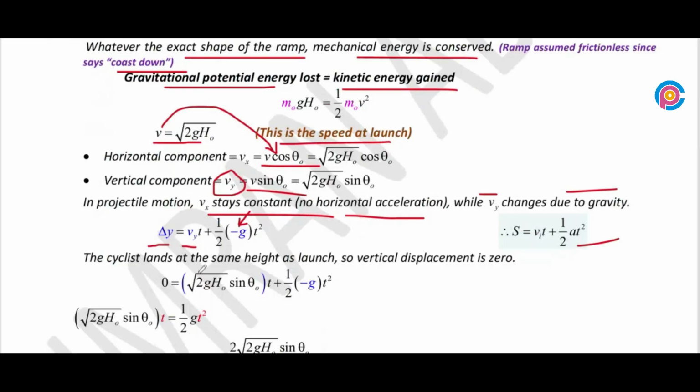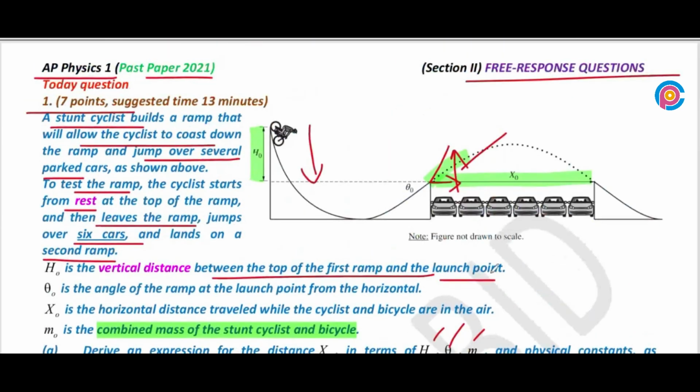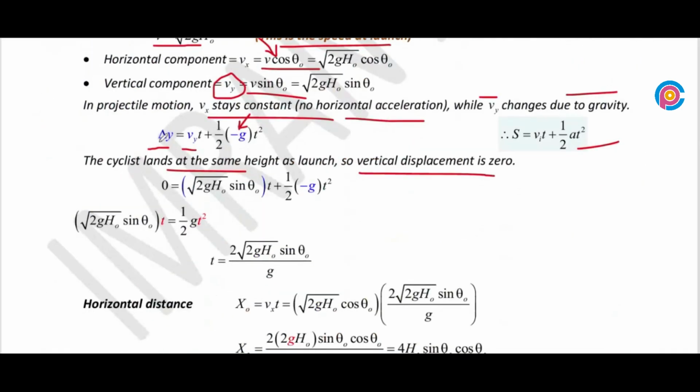Now the cyclist lands at the same height as the launch. So the vertical displacement is 0. From the figure, you can see there is a starting point and this is the same landing point. So the point where it starts the projectile and where it lands are at the same height. So delta y is equal to 0. Vy we have as the square root of 2 g h naught sine theta, so 0 equals that times t plus 1/2 times minus g t squared. This is a negative term, so we move it to the other side and it becomes positive. t cancels from t squared, leaving only t. So t equals 2 times the square root of 2 g h naught sine theta naught over g.